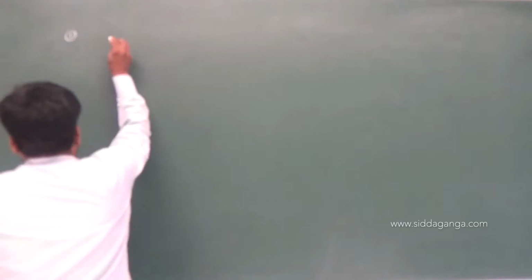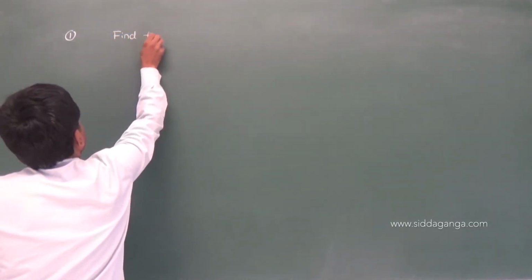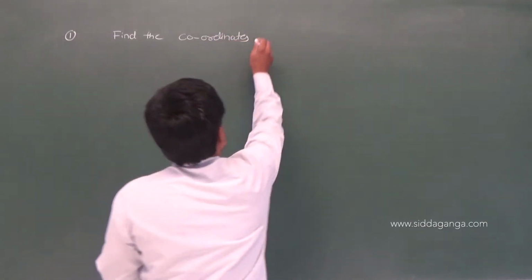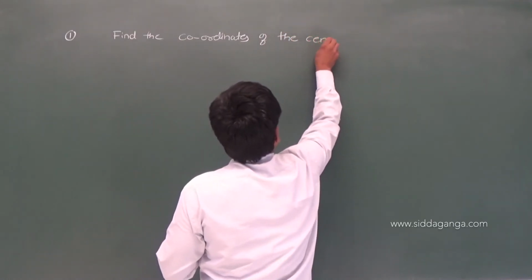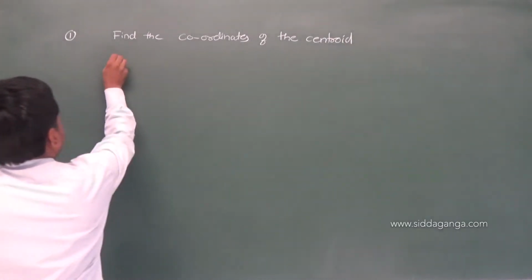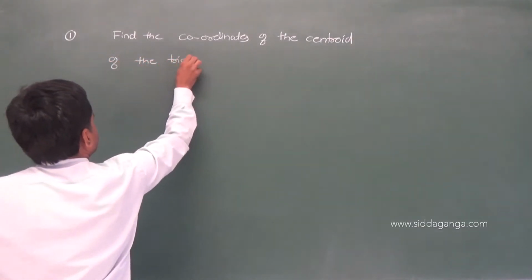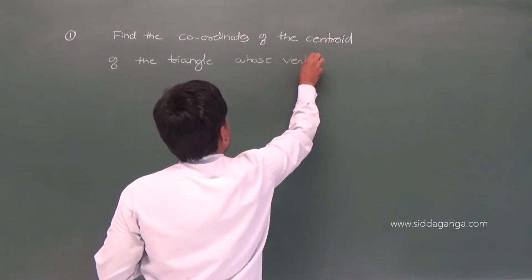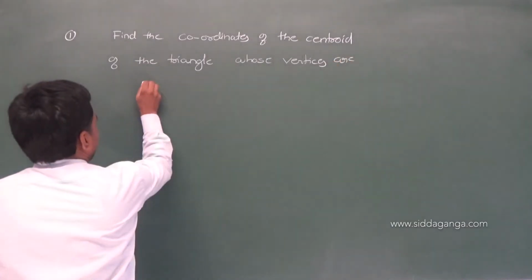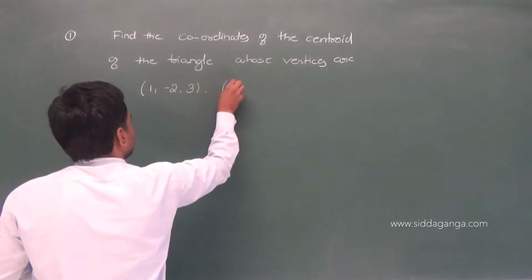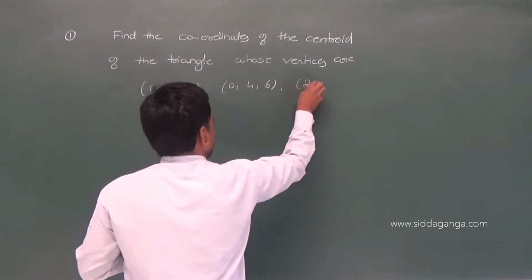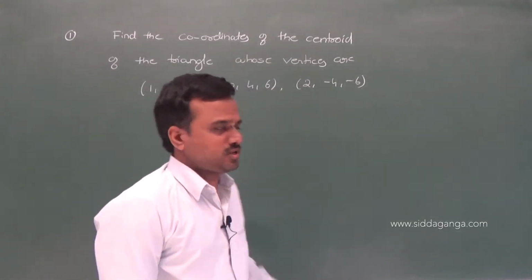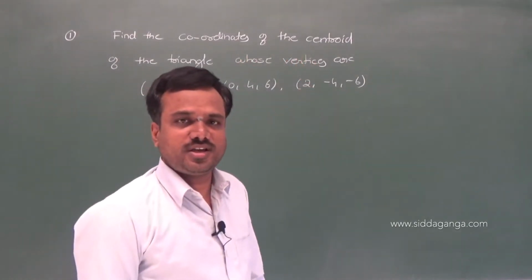First problem: find the coordinates of the centroid of the triangle whose vertices are (1, minus 2, 3), (0, 4, 6), (2, minus 4, minus 6). Find the coordinates of the centroid.